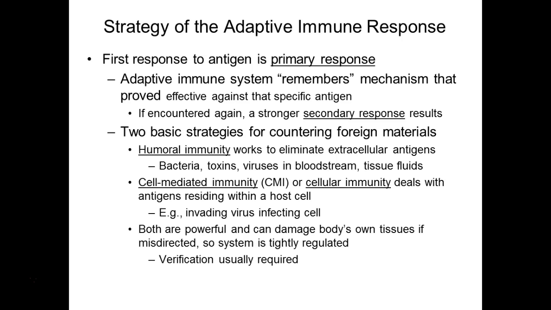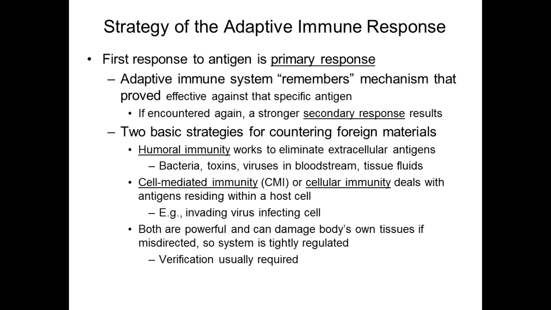Cellular immunity is particularly targeted at stuff that gets inside of our cells. So viruses definitely have to get inside of our cells. So in addition to interferon, we have this very specific interaction for specific viruses for us to detect when cells are invaded by them, as well as intracellular bacteria, other pathogens that get inside of our cells. Both are very powerful, and in that aspect, they can even cause damage to our own cells if misdirected. So this system is very tightly regulated.